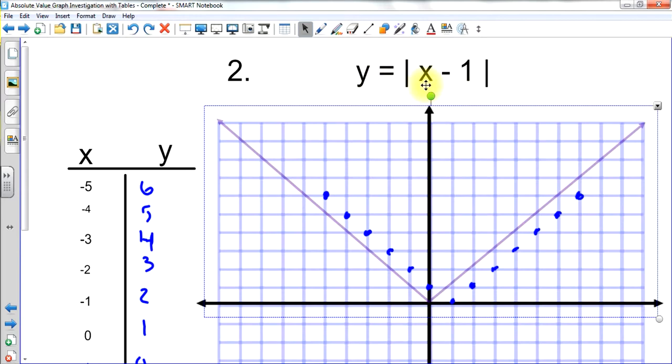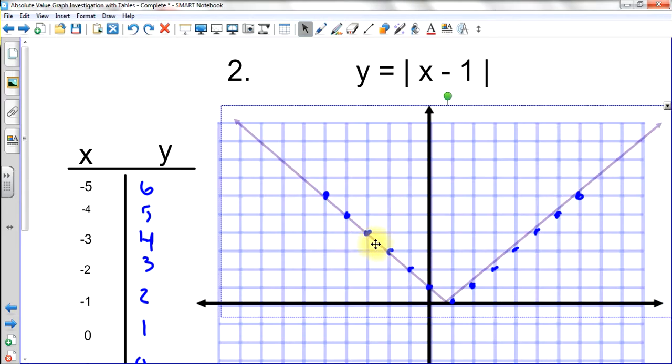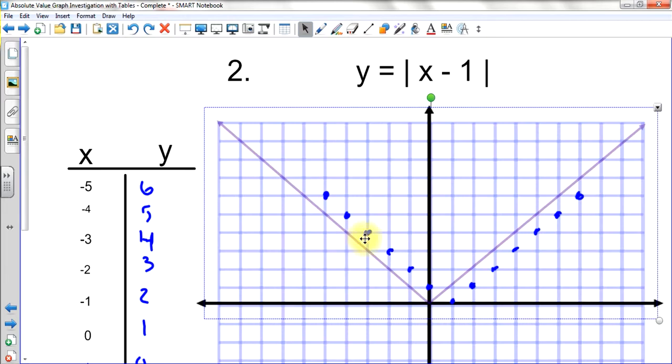Any number that we put in for x, we're just going to take 1 away from that value and then take the absolute value from it. Since we're taking 1 away from that value, like if we put in -2, we take away 1, the graph is actually going to shift 1 to the right when we do that. To compensate for that subtracting 1, think about the graph as shifting +1. So inside the absolute value, when we're subtracting 1, notice the graph shifted 1 to the right.